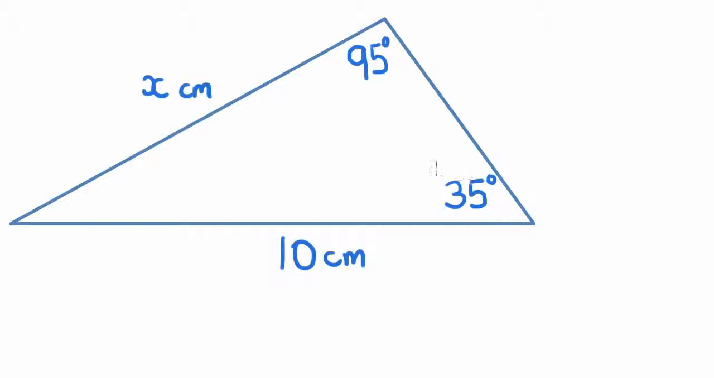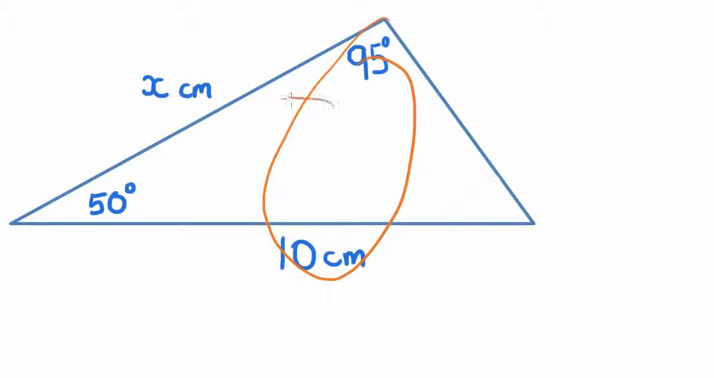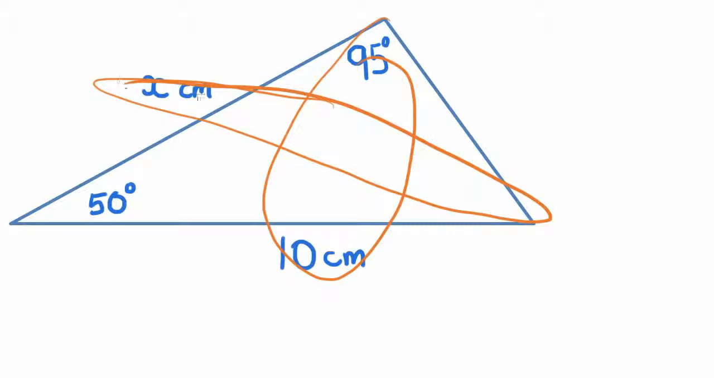Now what would happen if they hadn't given us this piece of information down here, this 35? Let's say that we were given this one instead, which is 50 degrees. Now, can we use the sine rule? We still have our matching set here, which is going to help us out, but now we don't know what's opposite the x, so that's a bit of a problem.